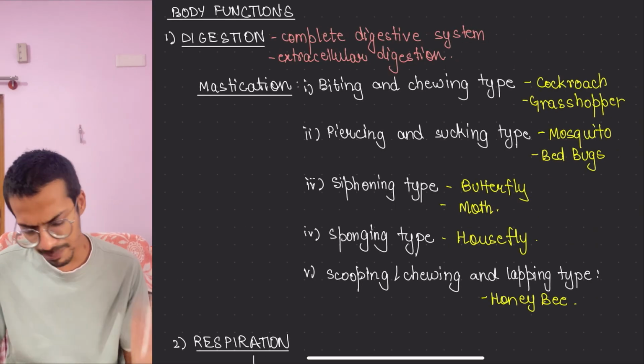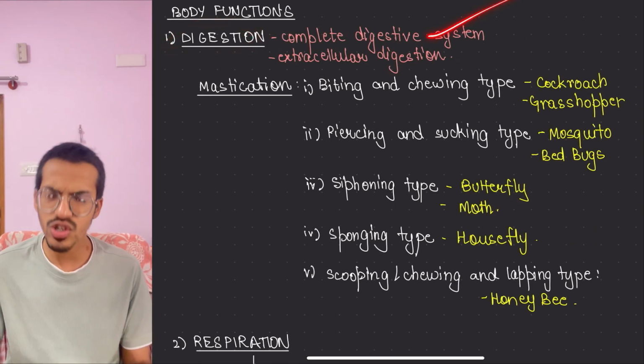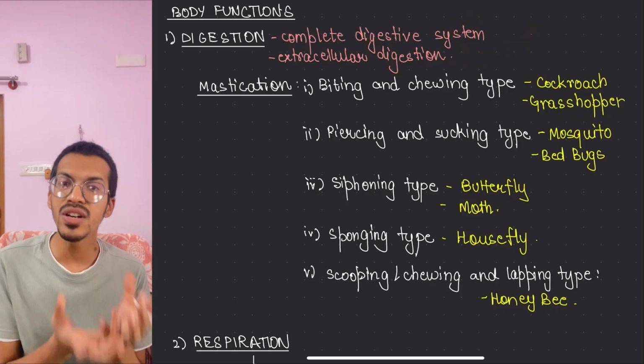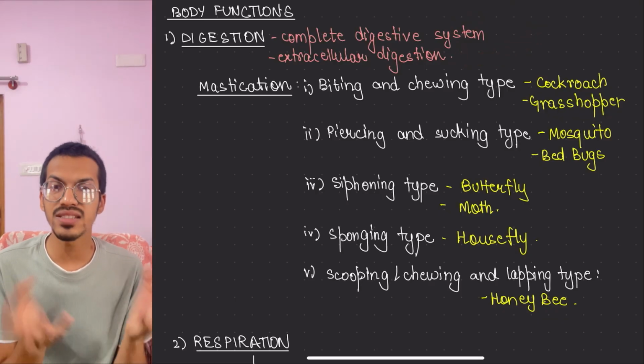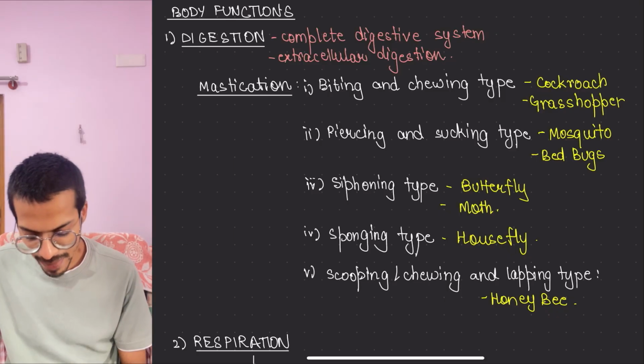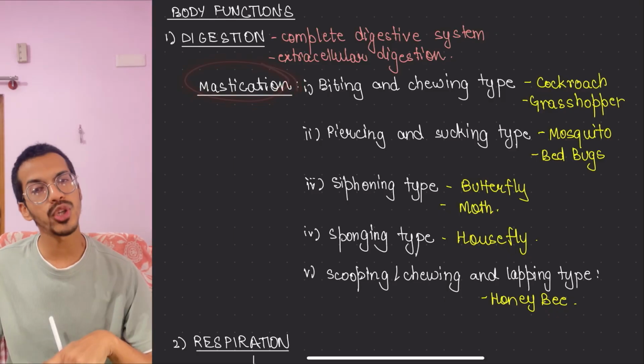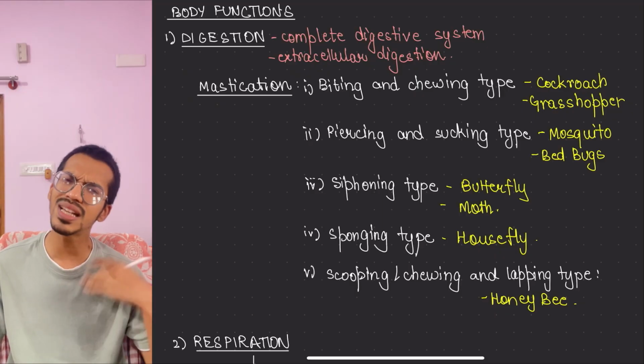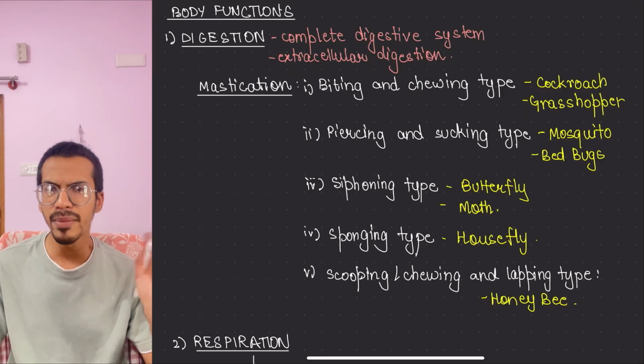First is digestion. A complete digestive system is present, and extracellular digestion occurs in a digestive gland, where the digestive glands produce their secretions, like the stomach and all those things. Now mastication is very different in different organisms, and this can be asked to you because it is a P by Q question. So we will remember it that way.